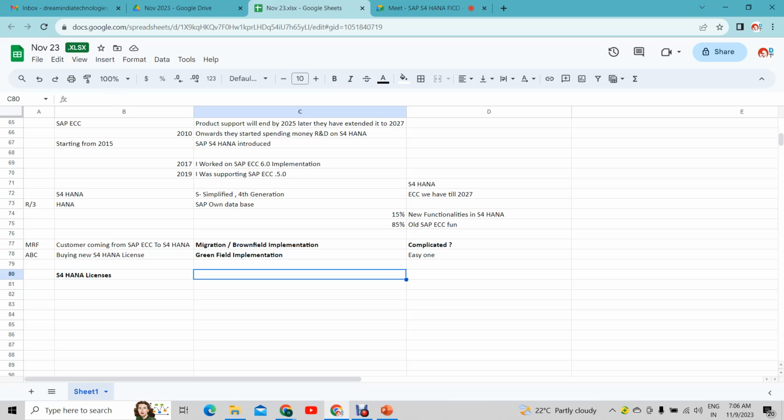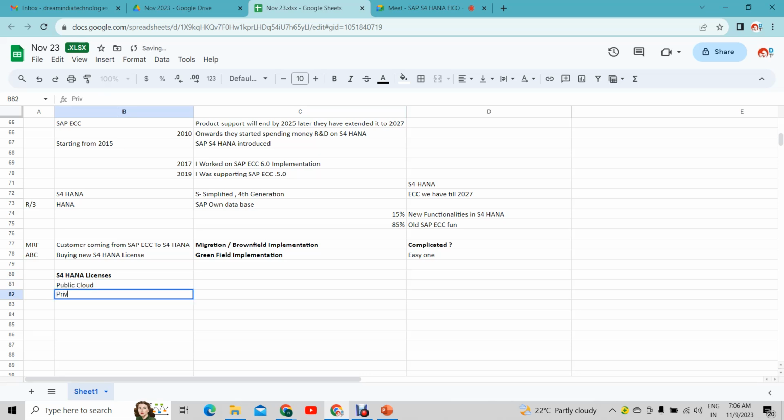Okay. What I suggest is today, whenever you get time, you just go to SAP Wikipedia. Google it and understand about everything. But I'll tell you now what are the different types of licenses you have. You have a public cloud, you have a private cloud.